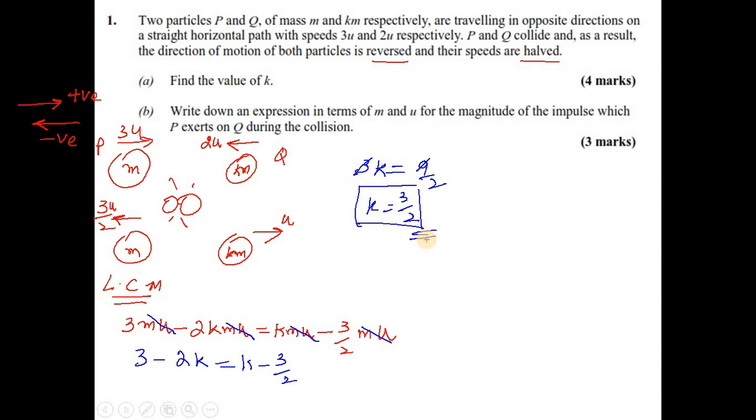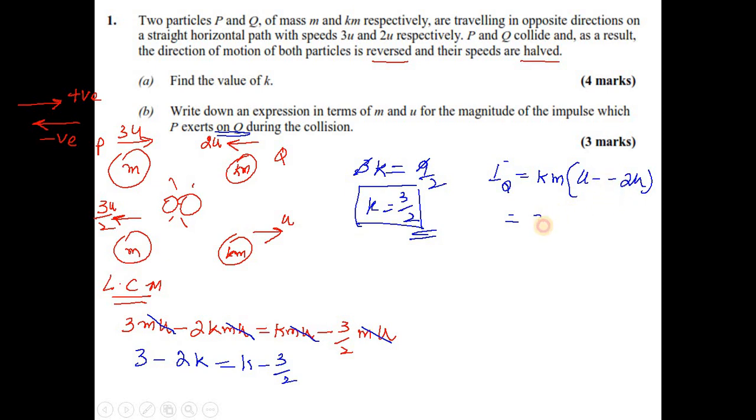Part B. Write down an expression in terms of m and u for the magnitude of impulse which P exerts on Q. So we need to find the impulse on Q. That means the impulse on Q, IQ, is the change in momentum of Q. So the particle Q has mass km times the change in velocity. The final velocity is u minus the initial velocity. Initial velocity was minus 2u.